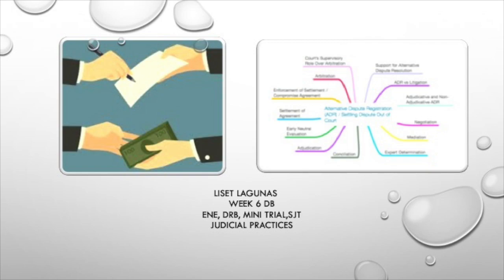My name is Lizette Lagunas, and this is my Week 6 presentation where I will be discussing 4 different alternative dispute resolutions and comparing this week's reading with some peer-reviewed journals. I will also be discussing a news story about Comcast, a Vermont access network, using early neutral evaluation in a settlement case. Let's get started.